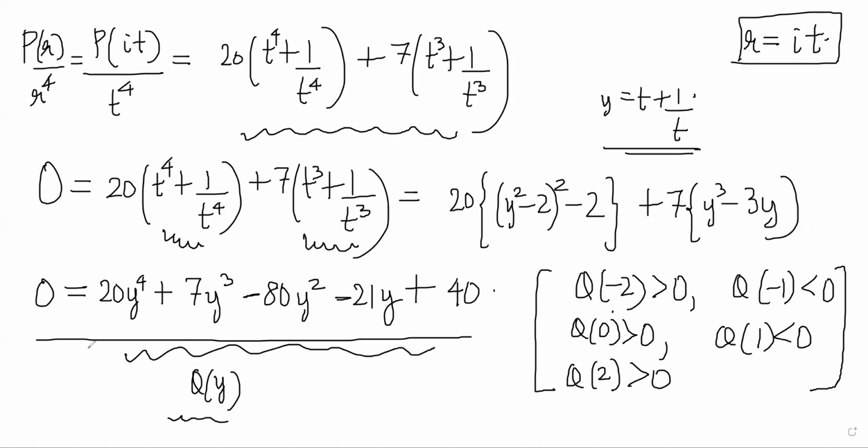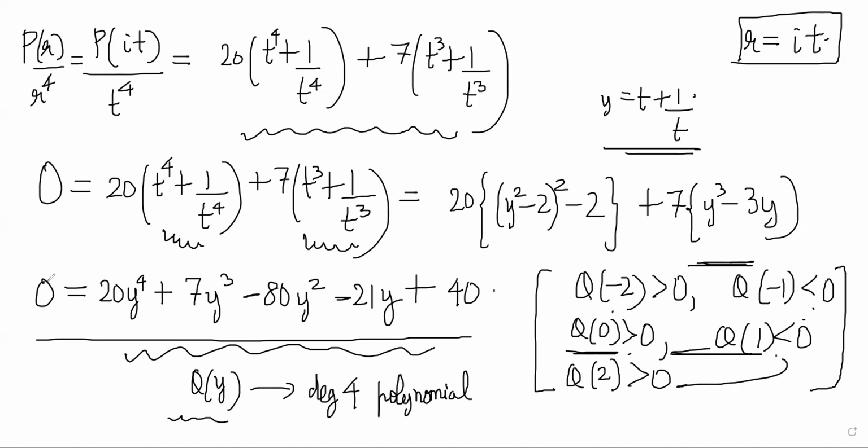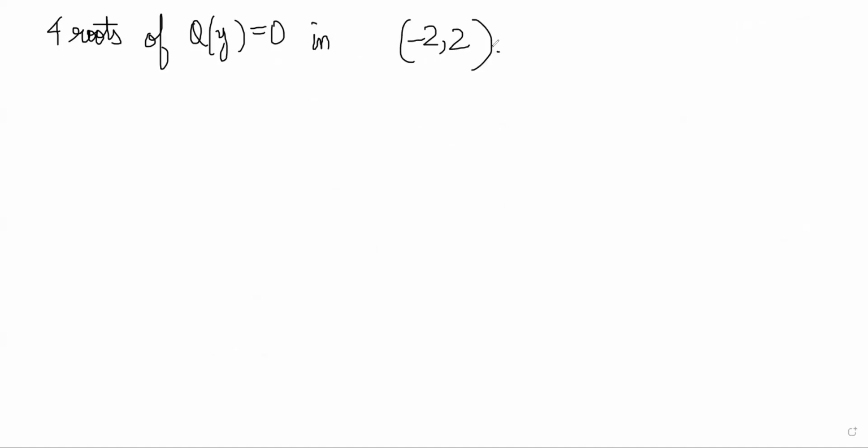So you should realize also that q of y is a degree 4 polynomial, and here the sign is changing 4 times. Once here, then from here to here once, then from here to here once, and then finally from here to here. So there are 4 roots of q of y equal to 0 in minus 2 to 2.